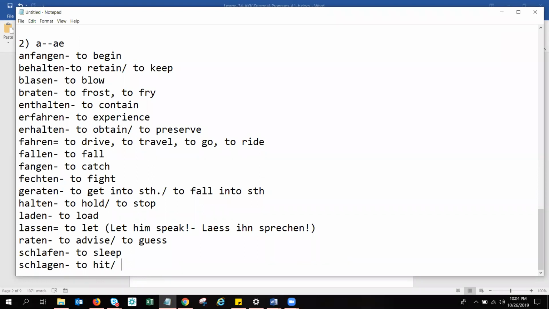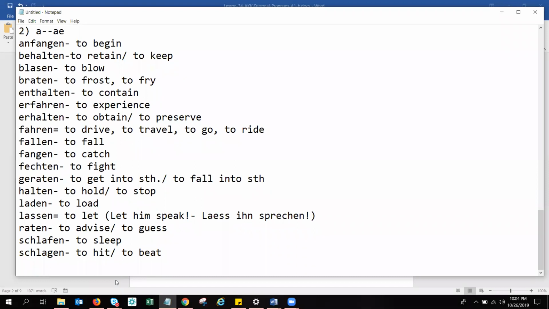Okay, so in German, if you're writing the verbs, speaking the verbs, or using the verbs in a sentence, you have to be very careful which verb you're using. If it is schlafen, it is to sleep. If you say schlagen, that means to hit or to beat. Okay, then we have tragen. Tragen means to carry or to wear.